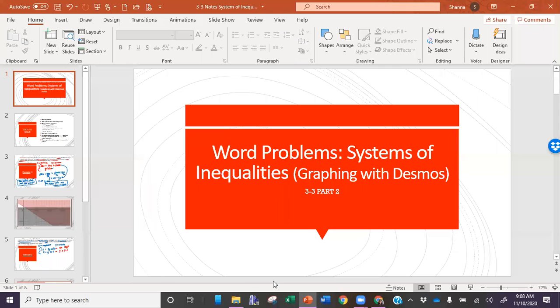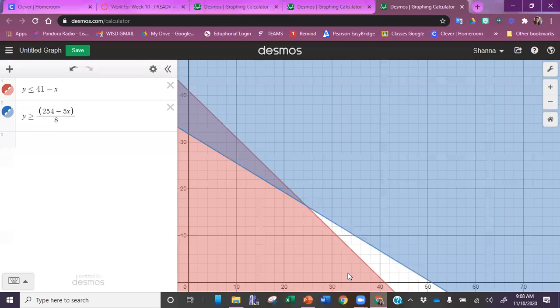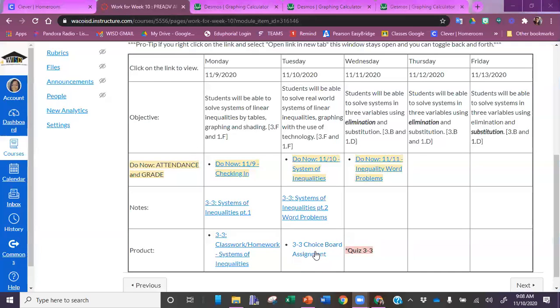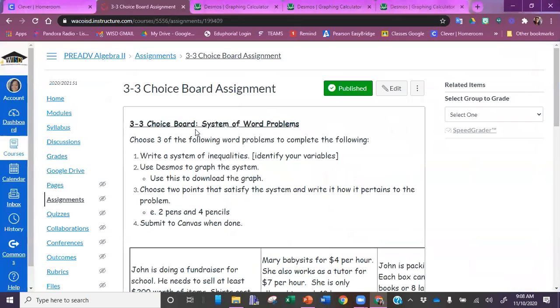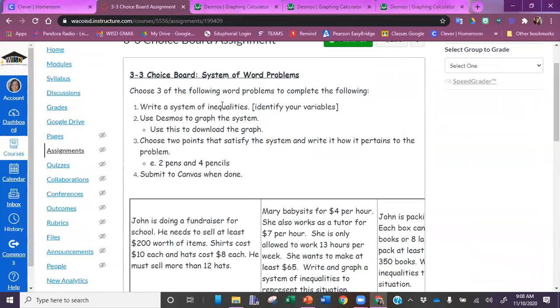So now that we've gone through that, you have your work for today. So your work for today is a choice board. So for the choice board, you're going to choose 3 of the following word problems to complete. So whatever 3 you want to complete, you're going to write the system of inequalities after you identify your variables, just like we did in our notes. Then you can use Desmos to graph the system.